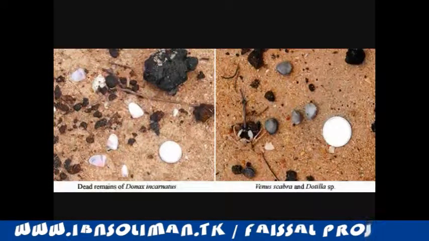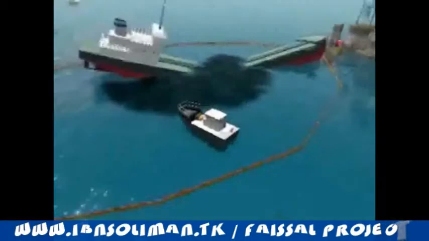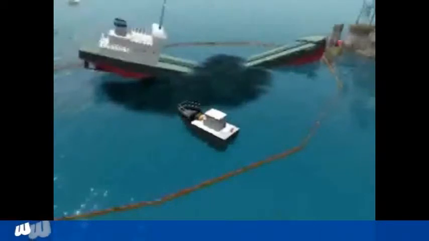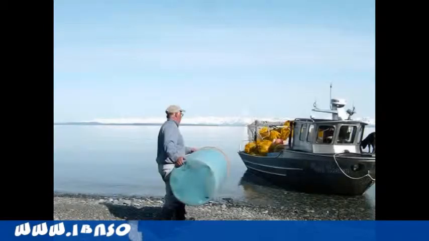There are many methods to contain and clean up an oil spill. However, sometimes they are dangerous and damaging. Detergents used to disperse oil are especially harmful to living things.